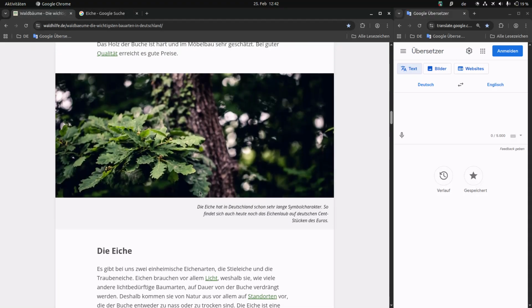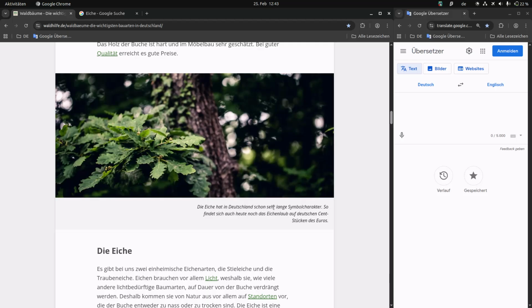So, let's start. Die Eiche hat in Deutschland schon sehr lange Symbolcharakter. So findet sich auch heute noch das Eichenlaub auf deutschen Centstück des Euros. So, die Eiche, the oak, has in Deutschland, in Germany, schon sehr lange Symbolcharakter.